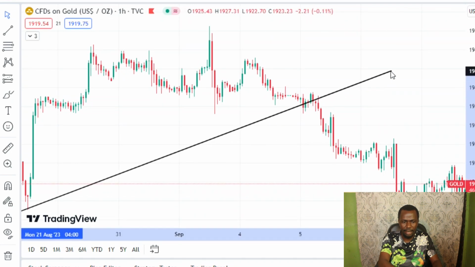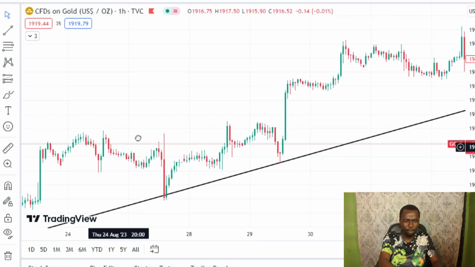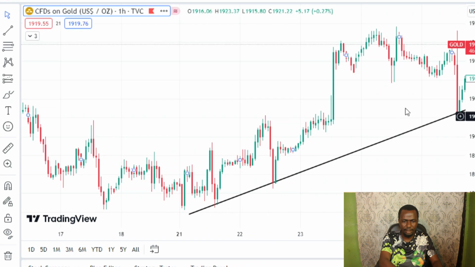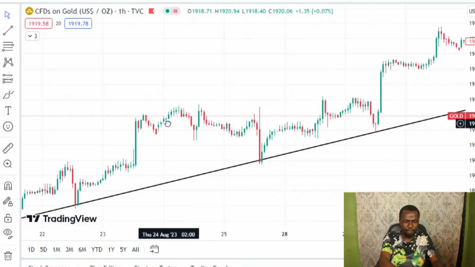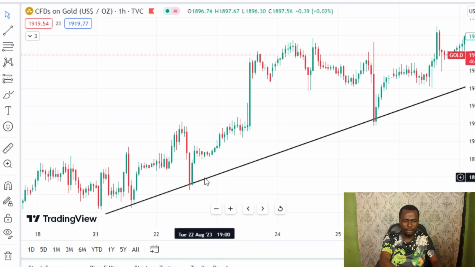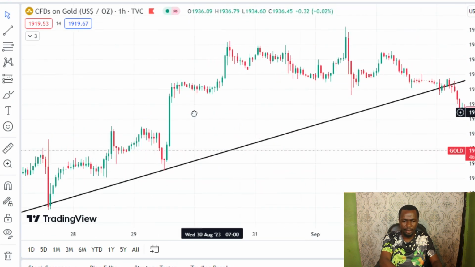You can now see that clearly the price was previously in an uptrend, because our trend line tells us that the price is in an uptrend, right? Look at it, you can see the price is going up, right? So whenever the price comes to the trend line, you take your buy trade.